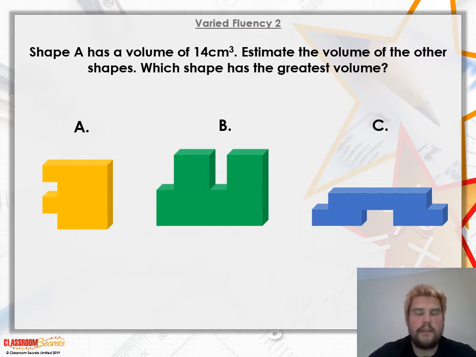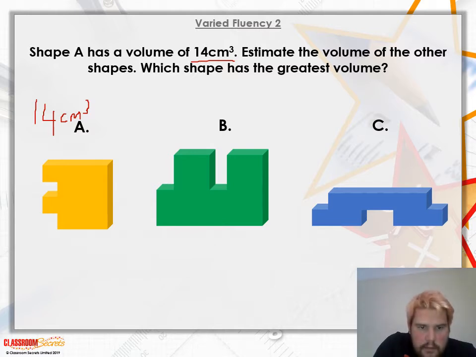Okay, now these are particularly tricky, so do give it your best shot to have a go, and they will come up in all hot and spicy, mega hot, and are you nuts. So let's have a little look. Shape A has a volume of 14 centimeters cubed. This is what we're given. So I'm going to put 14 centimeters cubed. Don't forget to put the cubed, that's our unit of measurement here, centimeters cubed. Estimate the volume of the other two shapes. Task number 1. Then which shape has the greatest volume?